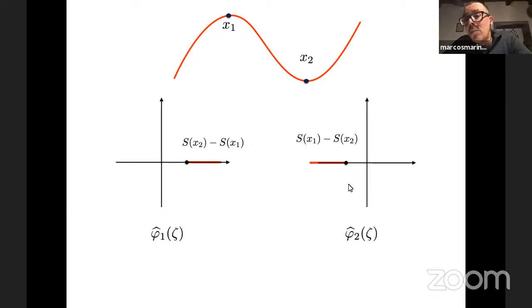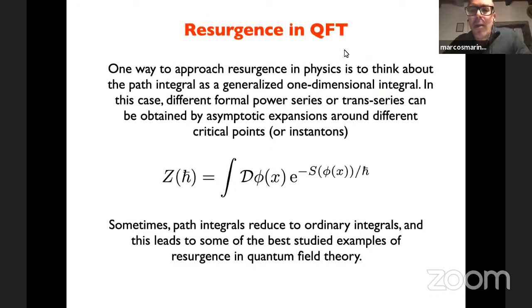This is a very simple example in which you actually see that the Borel transform tells you about the existence of other sectors, which in this case are related to different critical points of the same function. So if you want to think about how to do resurgence in physics, you could use this analogy in order to think about the production of these formal power series.